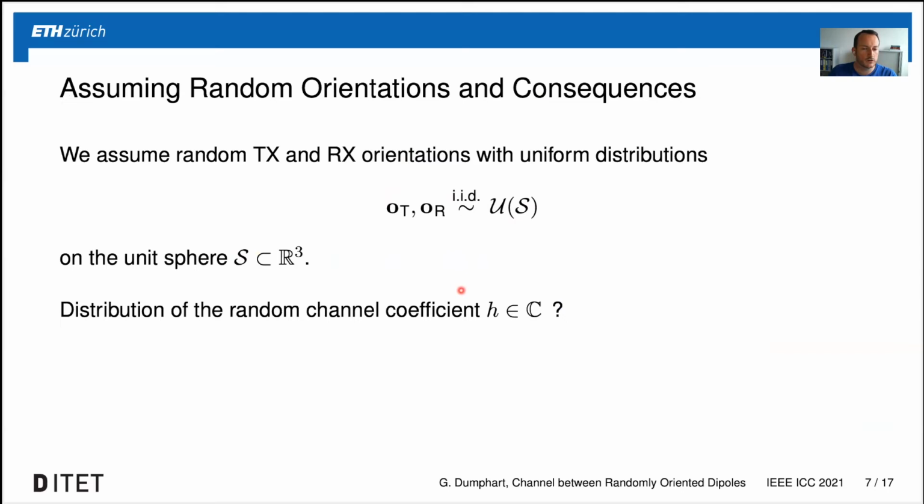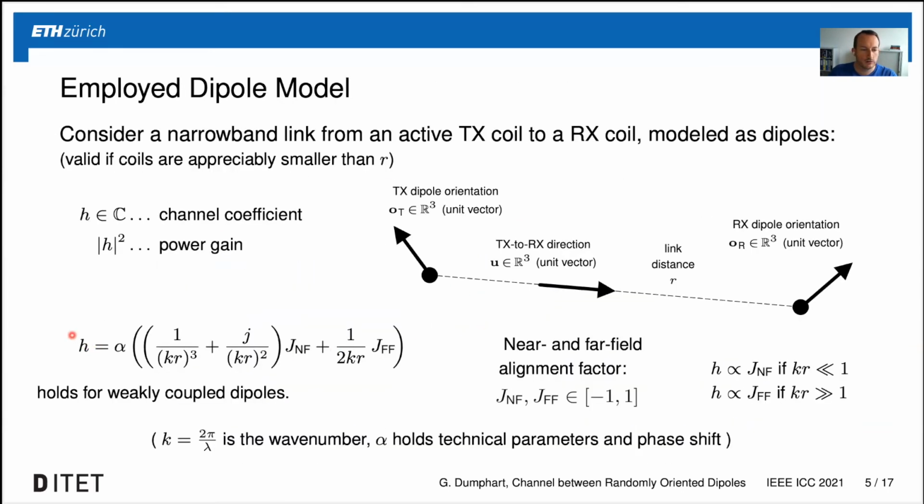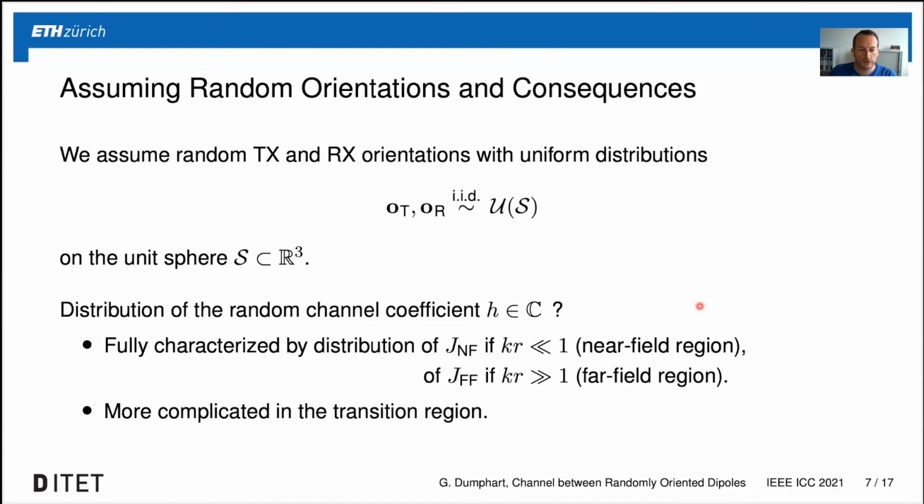And we are interested in the distribution of the now random channel coefficient H, that we get from this formula as a result of uniformly distributed O_T and O_R. And we note that in the near field region, the distribution of J_NF will determine the distribution of H, same in the far field, or likewise. And things are more complicated in the transition region where the joint statistics are important.